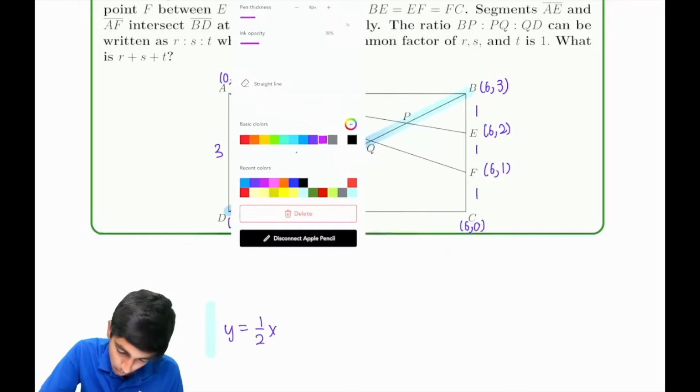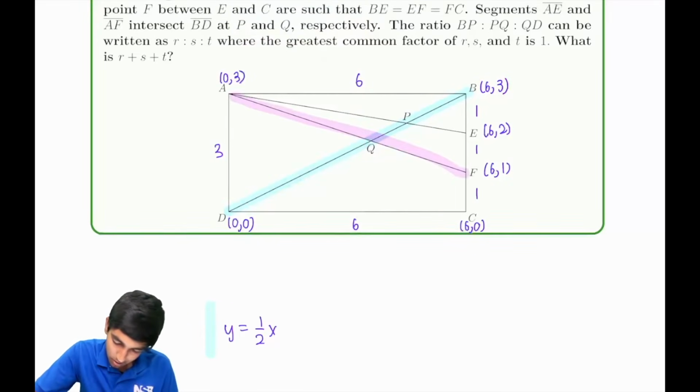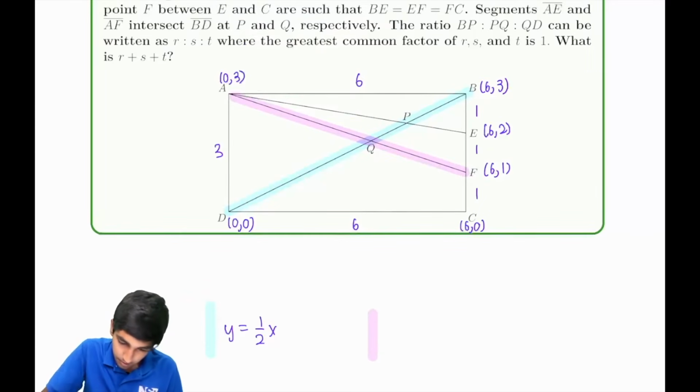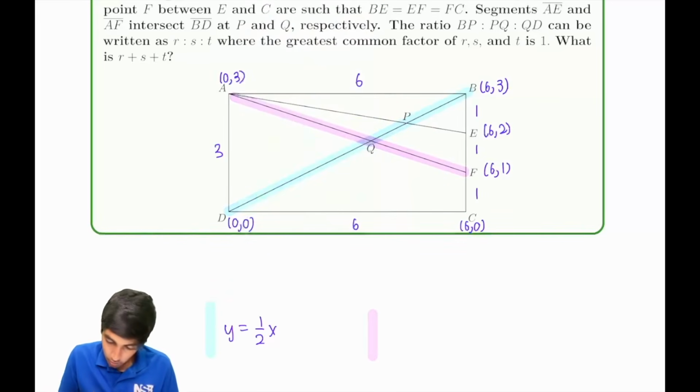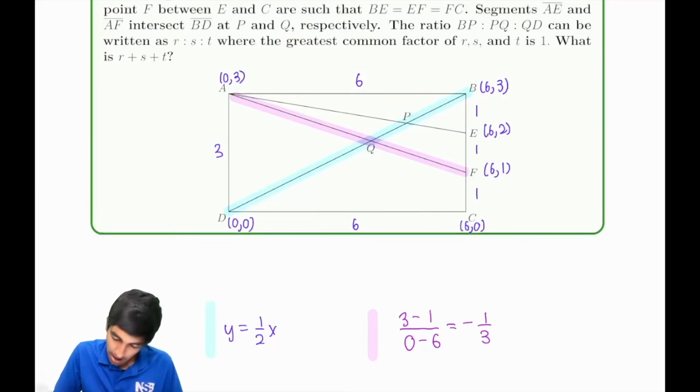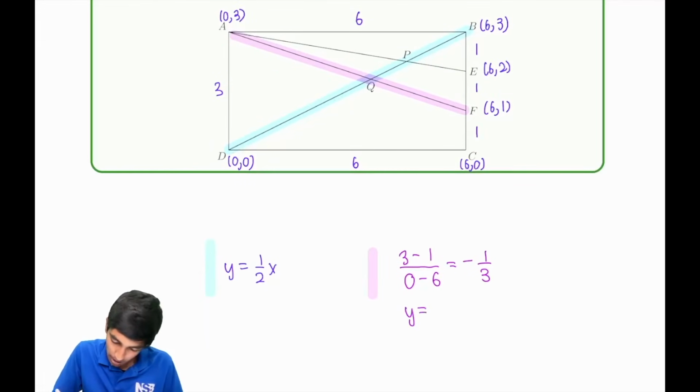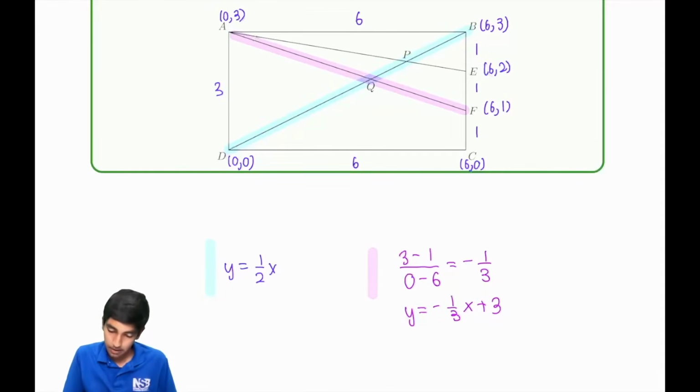Okay, now let's move on to some more complicated lines. This purple one is a little bit more tricky. We find the slope, which is 3 minus 1 over 0 minus 6, which is negative 1/3. And then we just use our equation of a line: y equals negative 1/3 x plus 3. We can double check with the second point. Yes, it does indeed work.